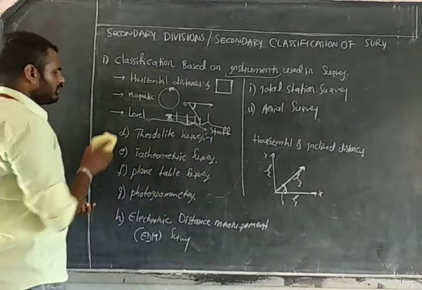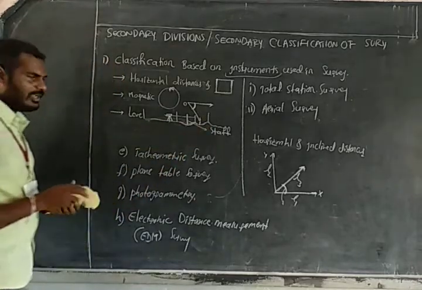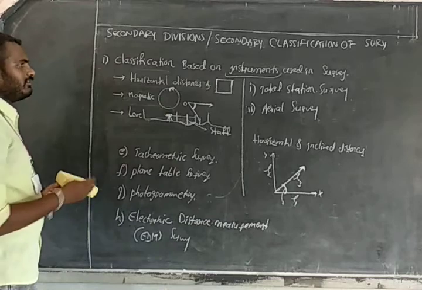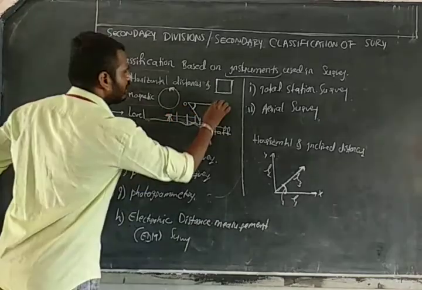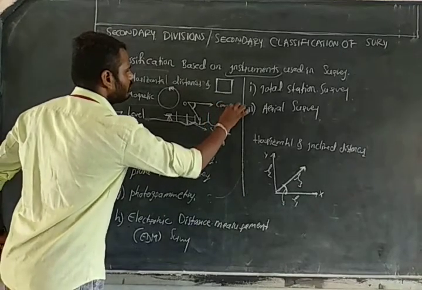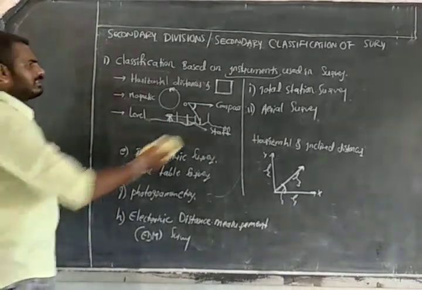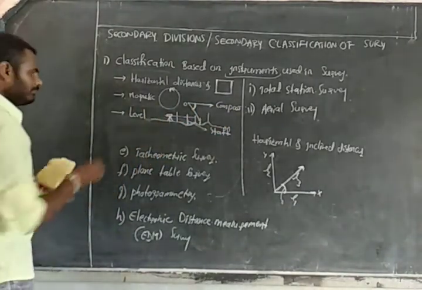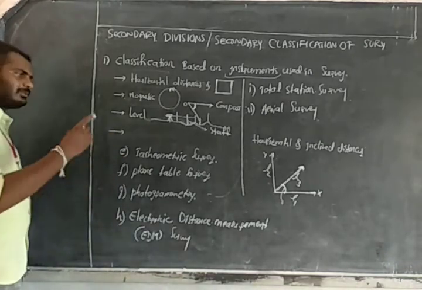Next, I am going to give you an introduction regarding theodolite survey. Theodolite is also an advanced piece of equipment when compared to the compass. In compass surveying we measure only horizontal angles, whereas in theodolite survey you can measure both horizontal and vertical angles.